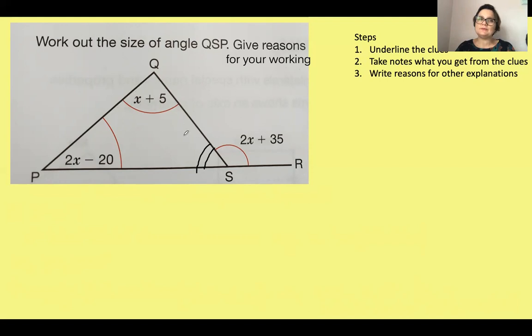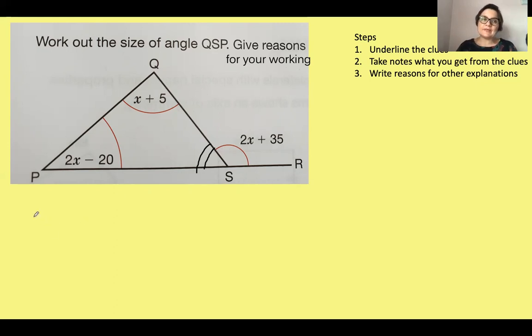So we have a triangle here, and variables are used for the interior angles. So you have x plus 5, angle PQS, and 2x minus 20 for QPS. Now we need to know the other interior angle, but we are given an exterior angle here, 2x plus 35. So QSR is an exterior angle. Is there any theorem about the exterior angle of a triangle? Do you remember? It's a theorem that we looked at before.